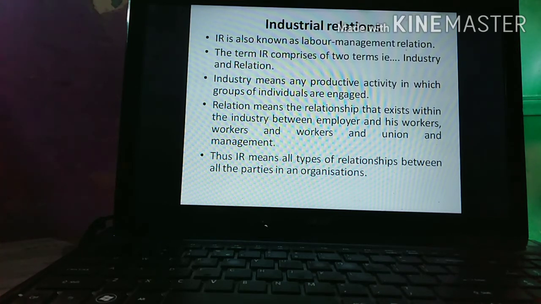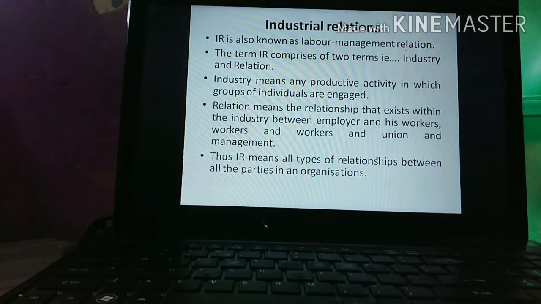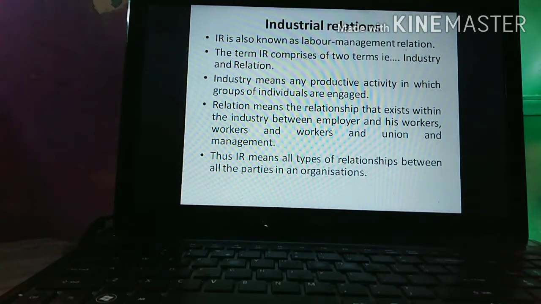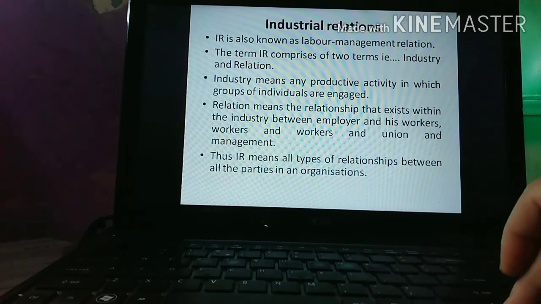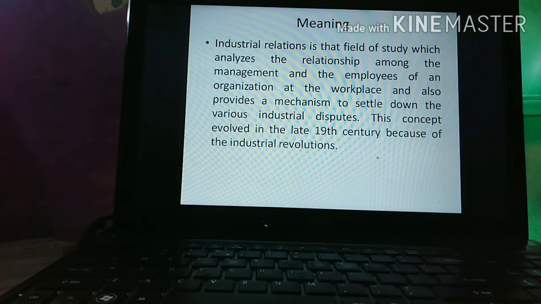Relations means the relationship that exists within the industry between the employers and his workers, workers and union and the management. Union means trade union, right? So we can say that industrial relations means all types of relationships between all parties in the organization. All parties means employers and his workers, workers and trade union and the management, right? So now we come to the next slide, that is meaning of industrial relations.